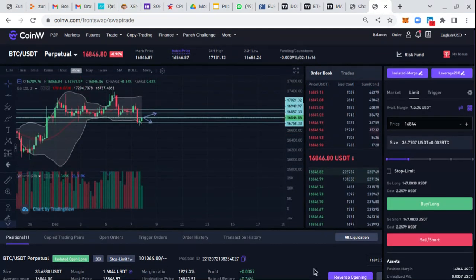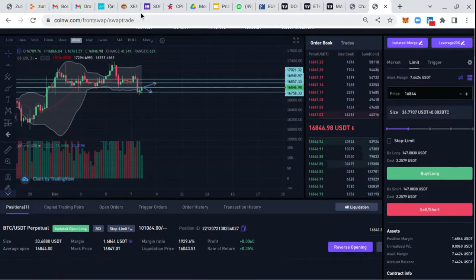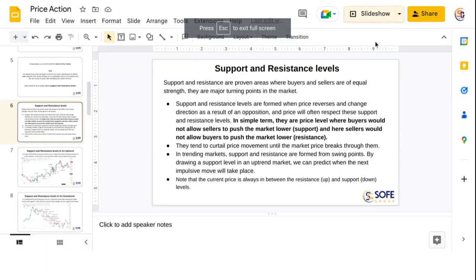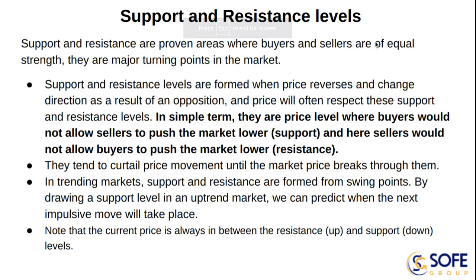Okay, so let me give us the explanation I said. I just want to take us through price action and so on. So let me do a quick one. This is our course on technical analysis for our traders community. So just part of it, support and resistance.